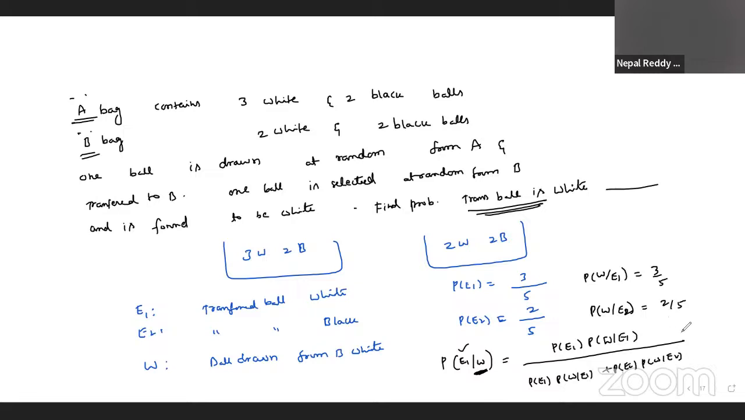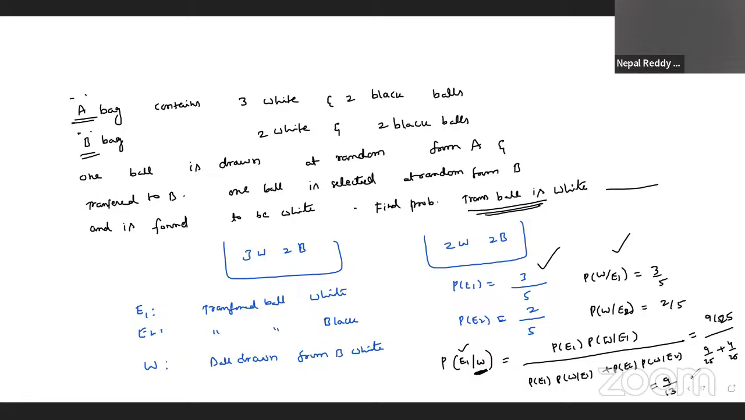Therefore, what we get? In the numerator, you will get 3 by 5 into 3 by 5. First, these two, that is 9 by 25. Next, P of E1 into P of W given E1, 9 by 25. Here also 9 by 25, not 5. Next, plus probability of E2, probability of W given E2, that is 4 by 25. It gives the result 9 divided by 13.